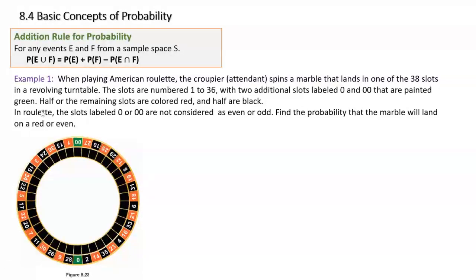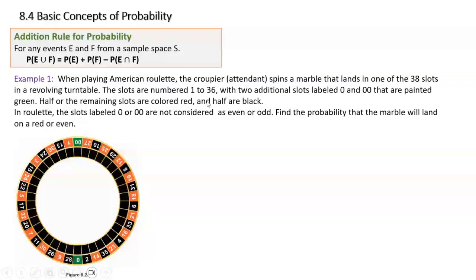And I believe the first few problems from this section of the homework have to do with a roulette table. So you can use this example to answer. I believe it's like the first 4 or 5 problems on your homework. Okay, now let's explain what the roulette table is, right? And what's in there. It says here, when playing American roulette, the croupier, which is the attendant, spins a marble that lands in one of 38 slots in a revolving turntable.